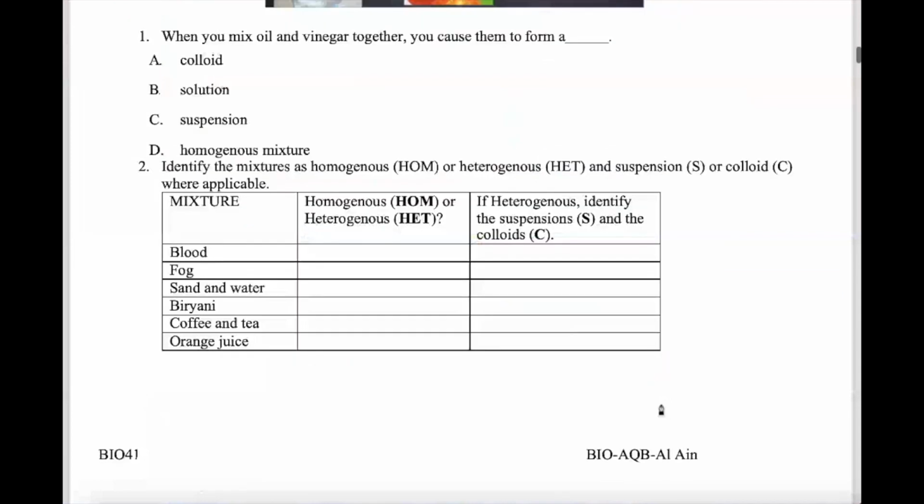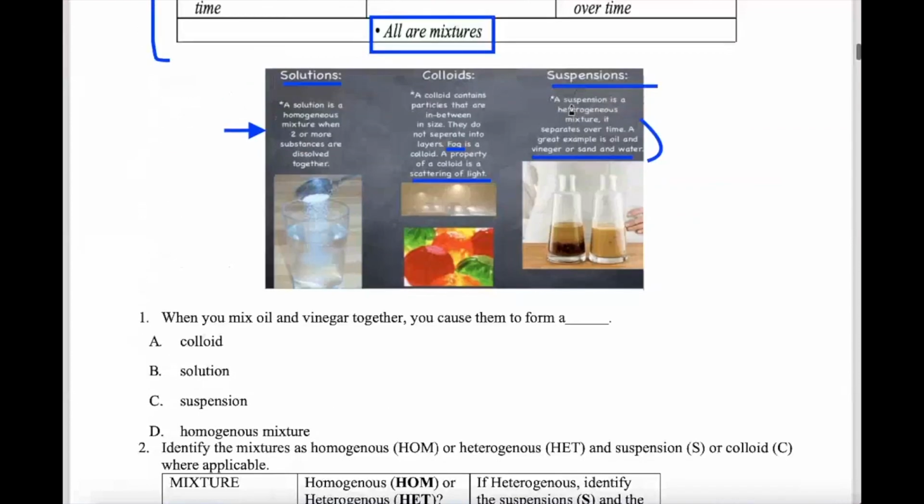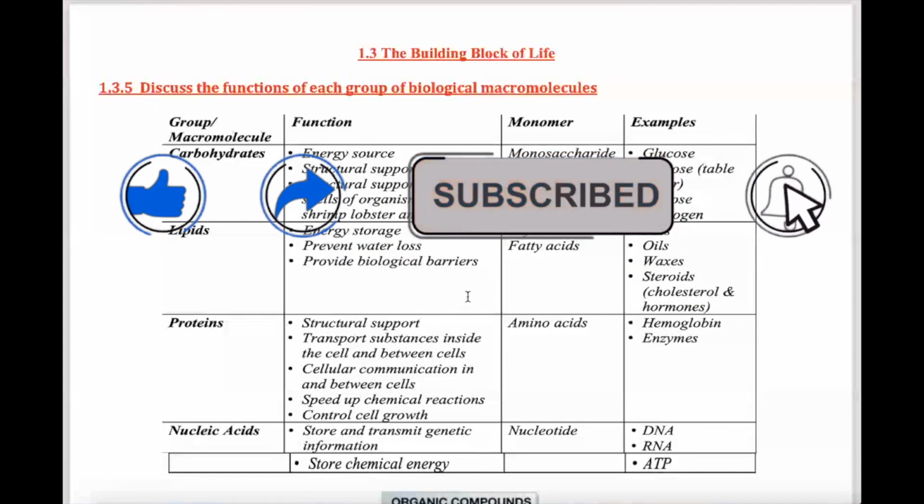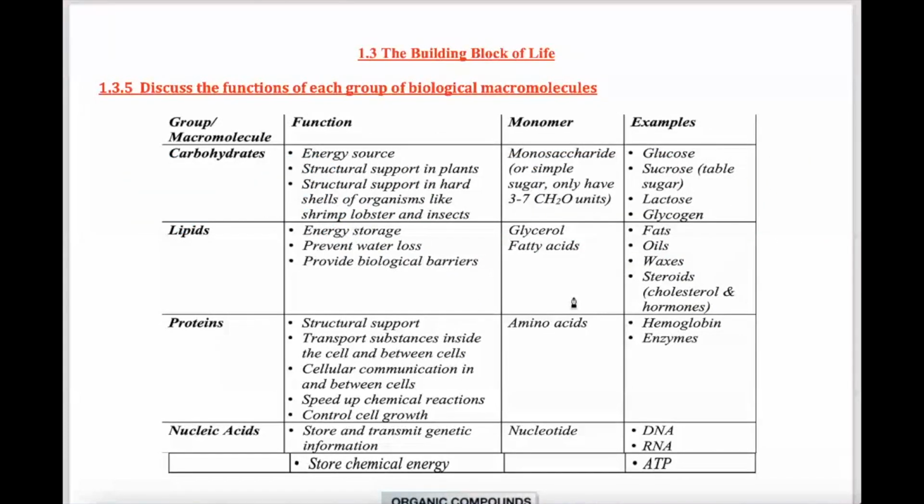Questions, boys. When you mix oil and vinegar, what does it make? We just did it from here. Suspension. Very good. Is it homogeneous or heterogeneous? Heterogeneous. Very good. Boys, I give you 5 minutes to read this table word by word.